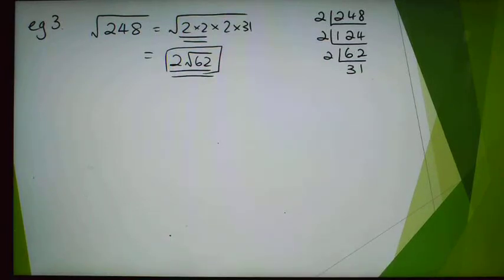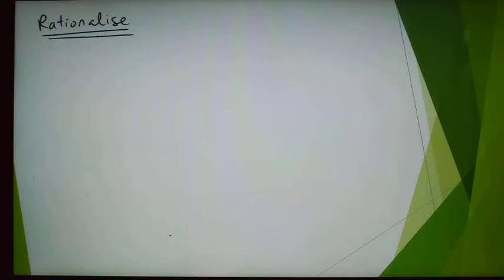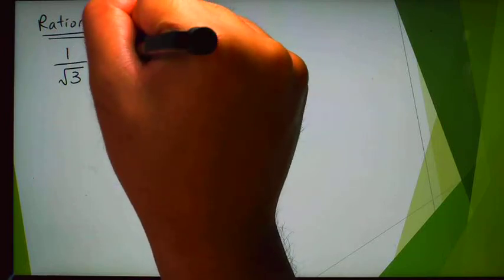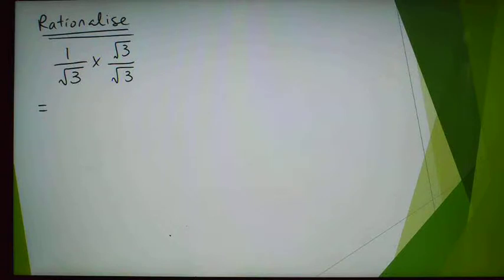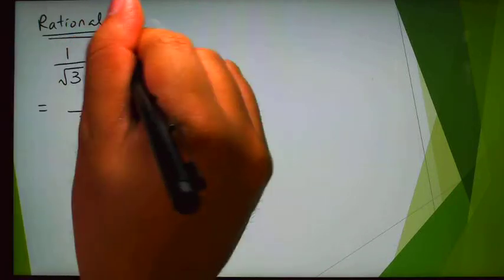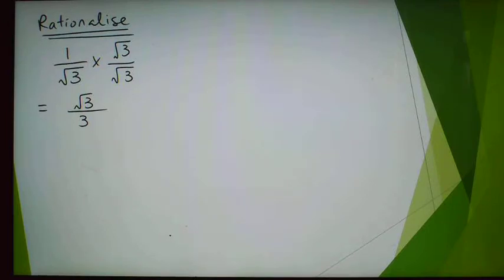Now, another concept I would want to deliver is this one here, called rationalize. What does that mean? That means we don't want any square root in our denominator. Like here, for this example, in order to get rid of the square root, we just simply multiply by root 3 over root 3, which just equals 1. If we multiply by 1, it doesn't make any difference, isn't that? So, root 3 times root 3 just equals 3. And then 1 times root 3 at the top becomes root 3. Any problems? Very easy, isn't it?